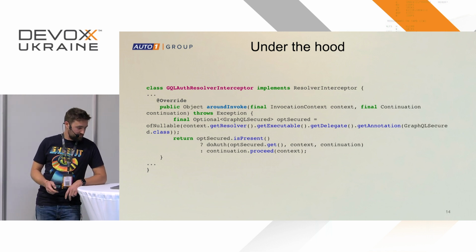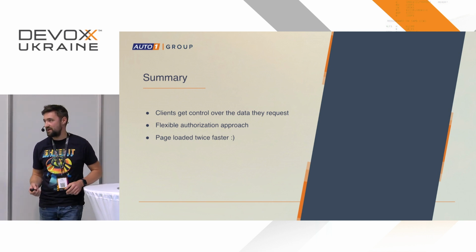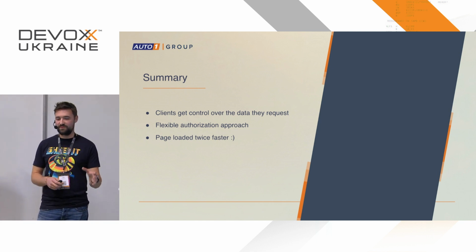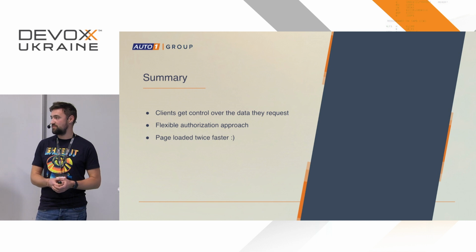To summarize, with all these things, we actually get front-enders very happy, even more than back-enders, because they can now define what they want to get in the response, and they take control of the data they request. Then there is the flexible authorization approach. We are building the permissions, and we can build any level of business logic required for the permissions.